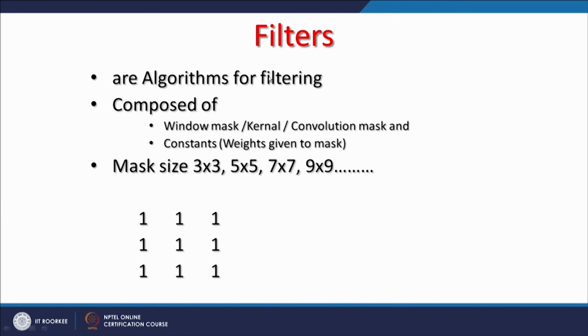The algorithms for filtering are composed of a window mask or kernel, convolution mask or moving matrix of 3x3, like the mask size mentioned here, 5x5. It has to be an odd number. In this one all these values are the same, so the weight for all pixel values is the same, but we can have different weights. So this becomes a square mask if we involve 3x3, 5x5.